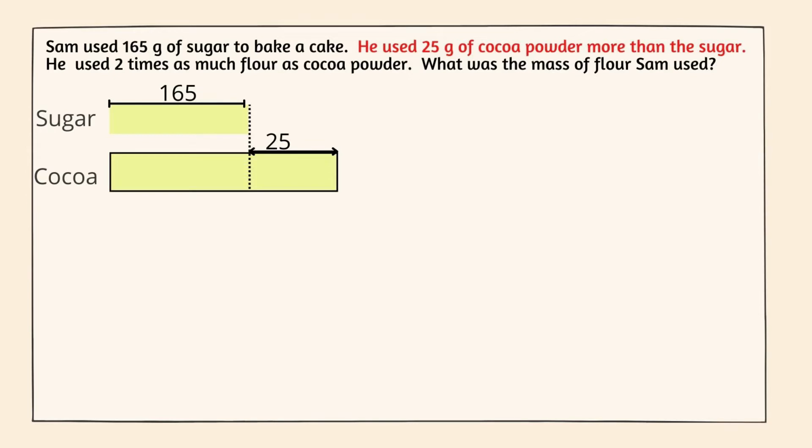Then how about this part? Do we know the amount? You see, the unknown part is having the same length as sugar. Then it means both have the same amount.